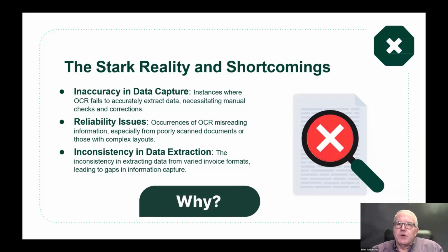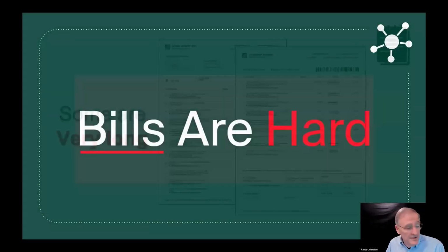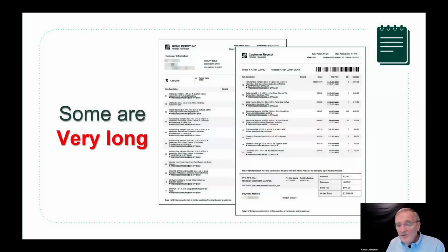And is it going to be used in here? So, of course, the firms that are doing this, Brian, understand that there are some real shortcomings in all of this: inaccurate data capture with reliability issues and inconsistency in data extraction. And the reason for that is AP bills are pretty hard to do. And in fact, why are they so hard to do?